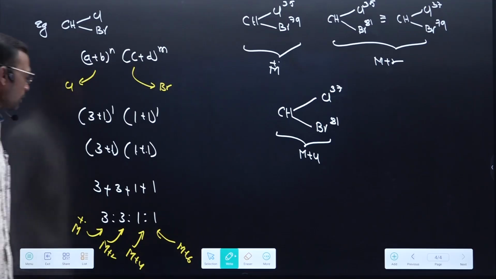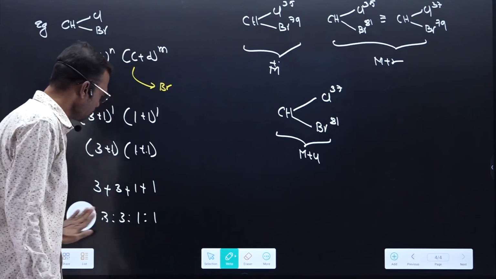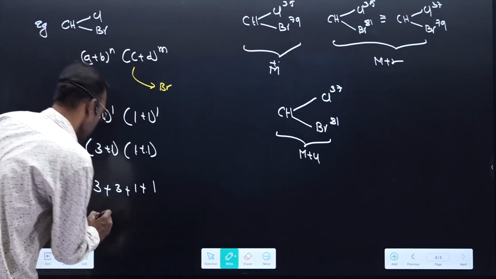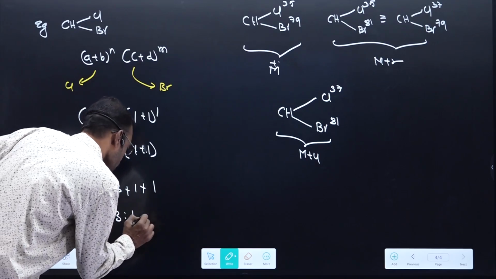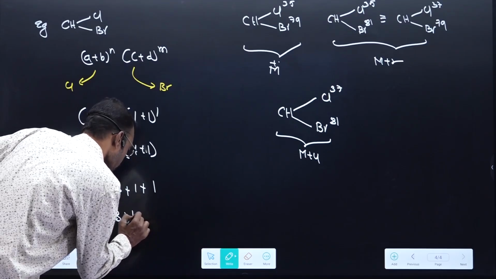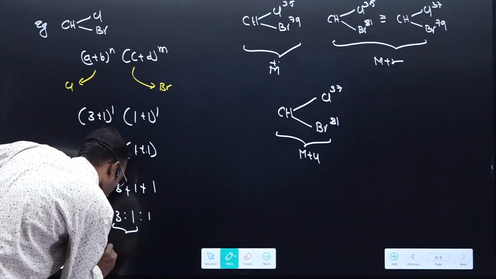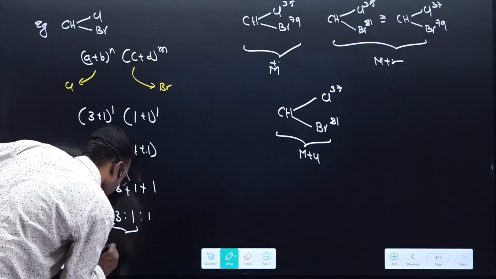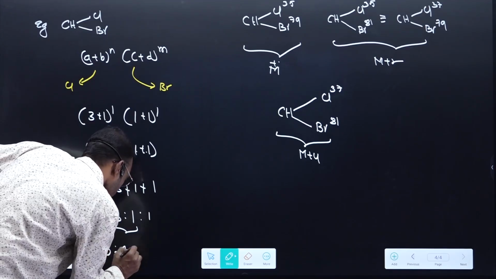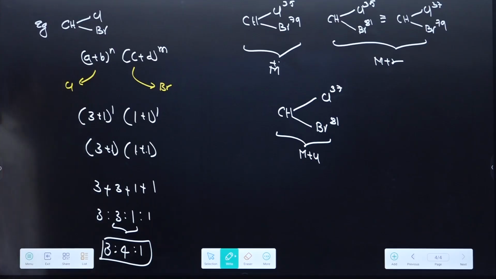So at this time what happens? See, after getting these numbers, don't write this one. So generally, if you calculate, what will you get? 3 is to 3 is to 1 is to 1. So these middle numbers we need to add. So finally 3 is to 4 is to 1. Like this you will get finally. Add the middle 2.